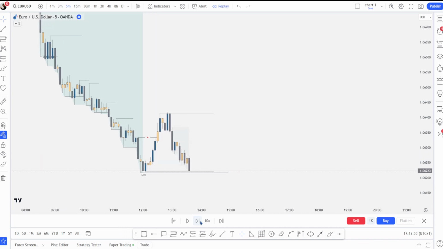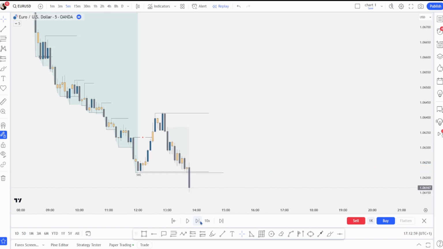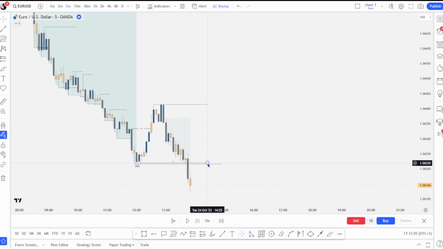Let's see how price reacts at this low. So it tests it once. Again, high volume comes back in. No break just yet. And we've broken down. So we had 1 point of deviation. We also have a broken swing low.